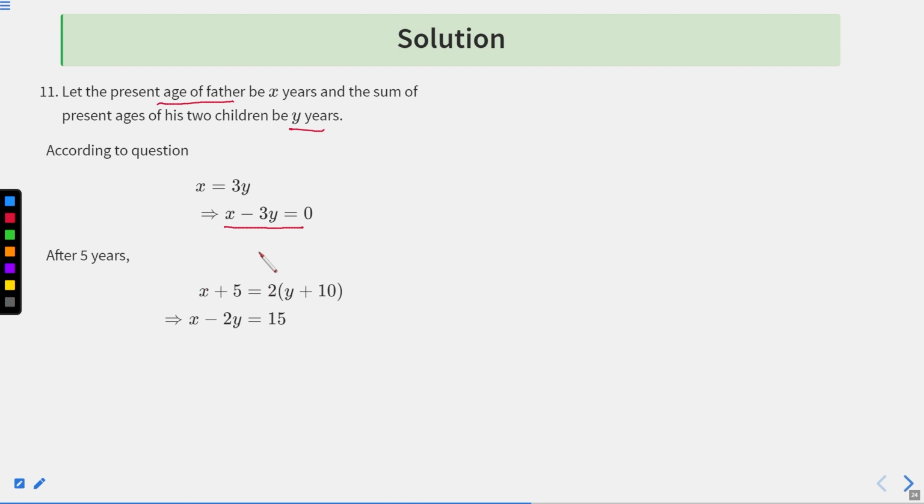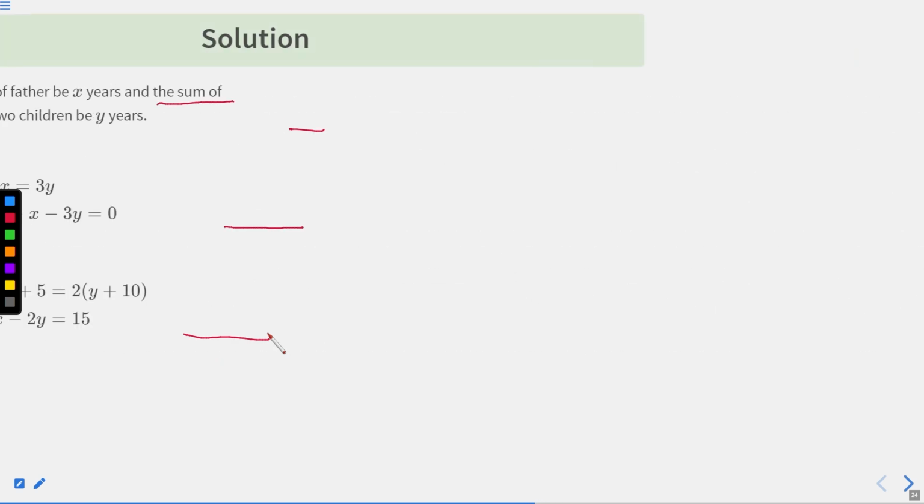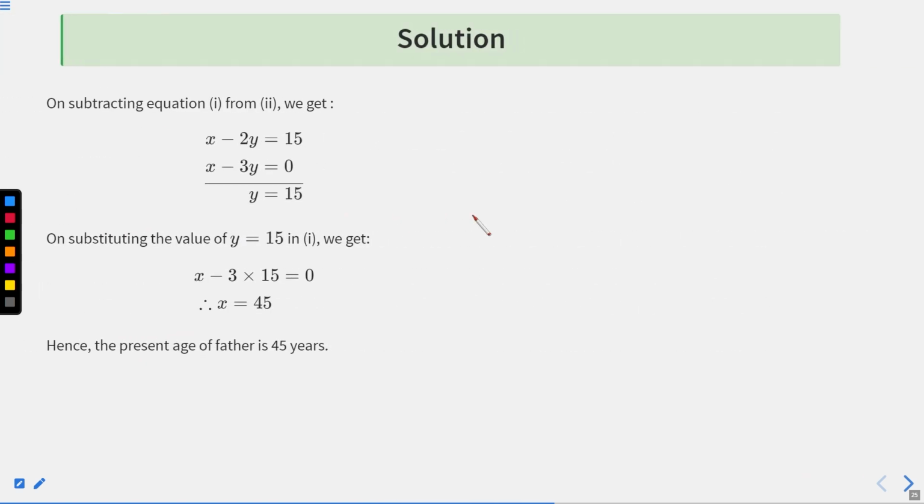So here basically after 5 years we will get this equation x minus 2y is equal to 15. Okay, so x minus 3y is equal to 0 and x minus 2y is equal to 15. Now you can solve this equation.